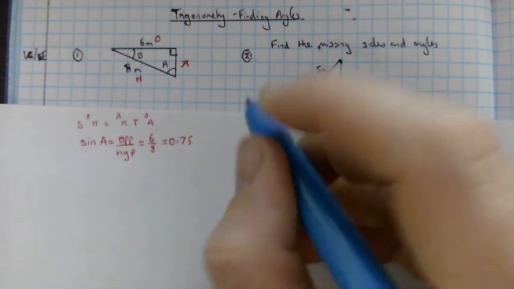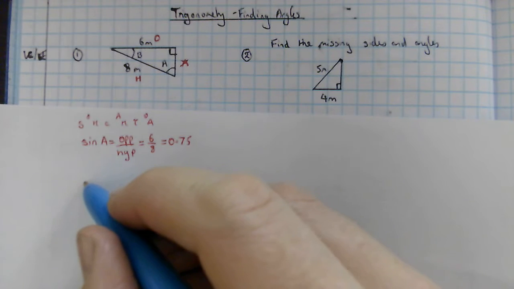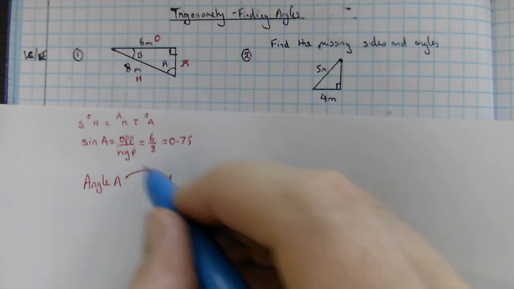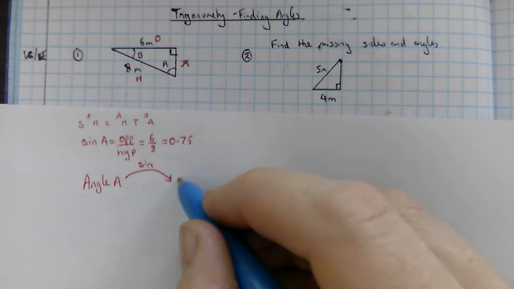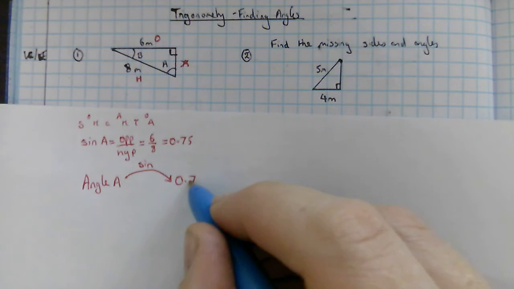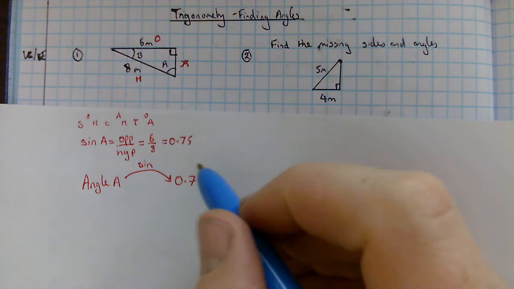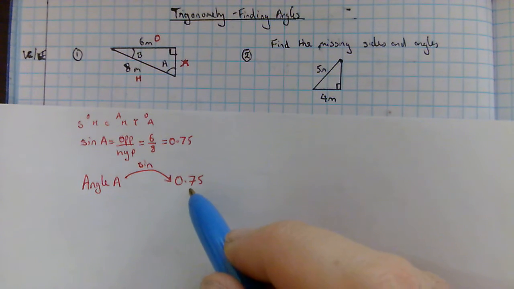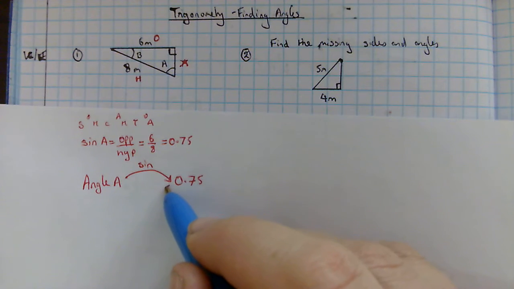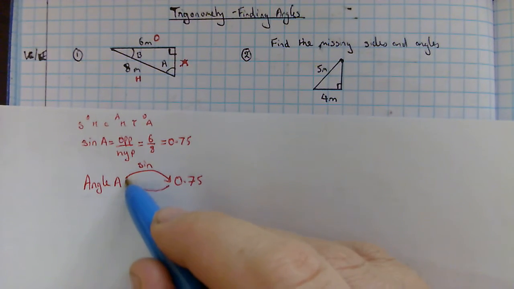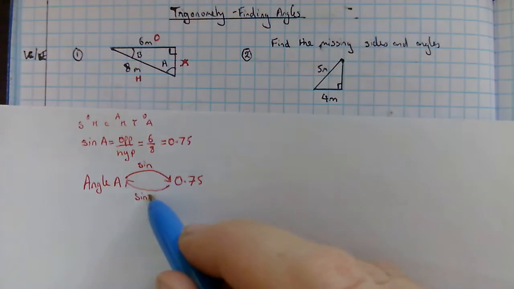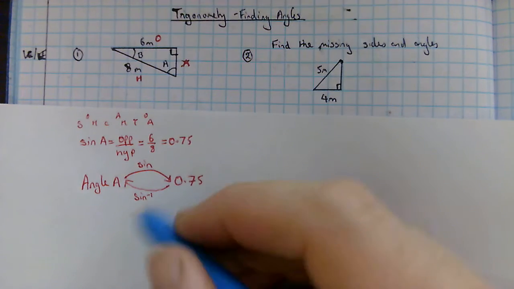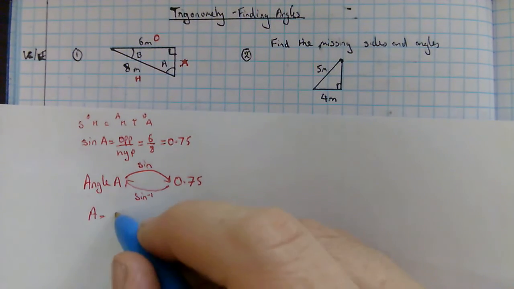Well, remember what this is telling us. If I've got my angle A and I sine it, it gives me 0.75. What I want to do is find out what the angle is. I know that the sine of the angle is 0.75, and I've got a button on my calculator which lets me do that inverse operation, which is sine minus 1. And on most calculators that would be shift sine 0.75. So I can say that A equals sine minus 1, 0.75.